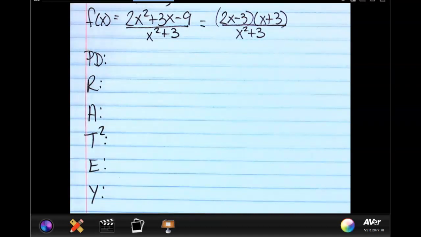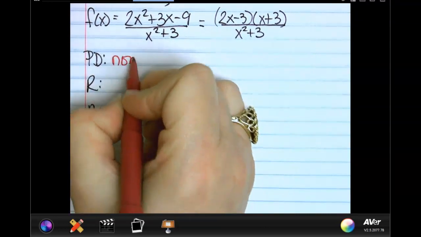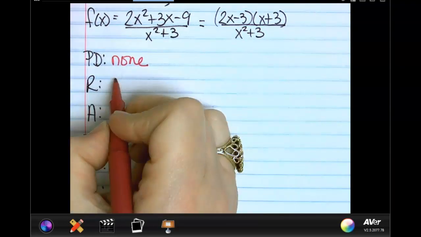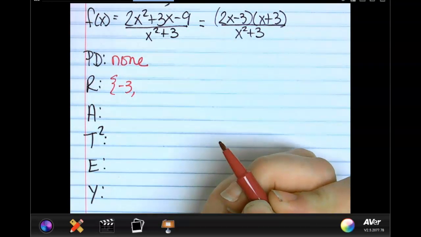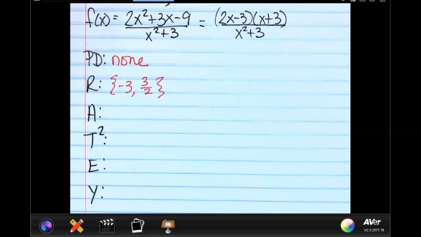All right, so are there any holes, or is there any point discontinuity? No. Okay, so then again, without looking at anything else, what did the R stand for? Roots. My roots are -3 and 3/2. Be careful with that. It's easy, but it's also easy to get it backwards.